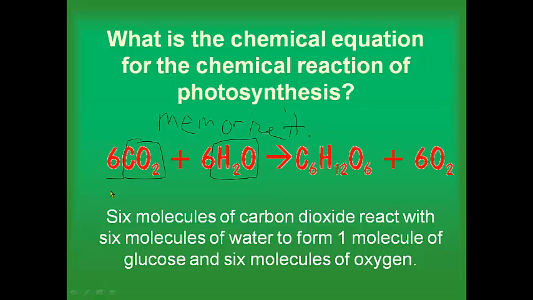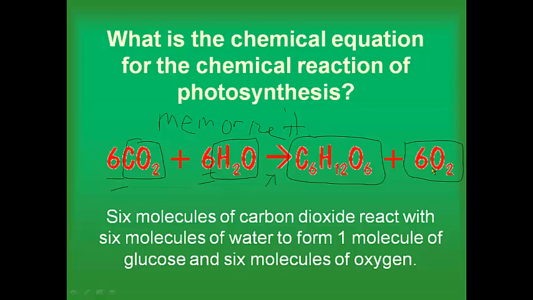So we get 6 molecules of carbon dioxide. Molecules are super tiny, you can't even see them. But 6 molecules of carbon dioxide plus 6 molecules of water yields, or makes, this arrow also means makes, this is the chemical symbol for glucose or sugar, and then this is the oxygen that comes out as the waste product, or the poop. So 6 carbon dioxide plus 6 waters yields sugar plus the waste product, the oxygen.